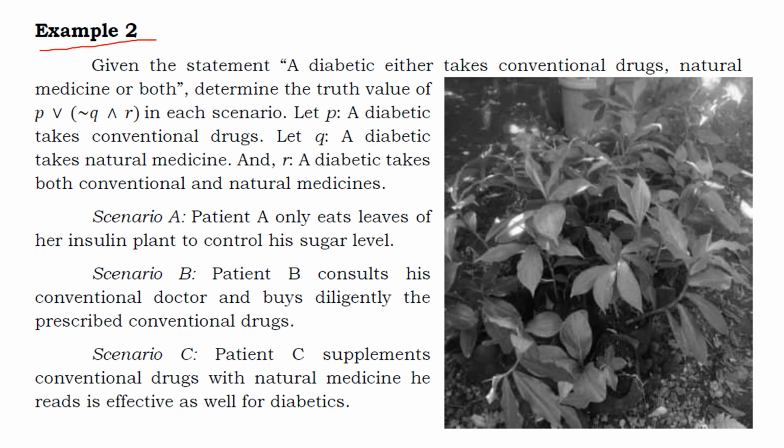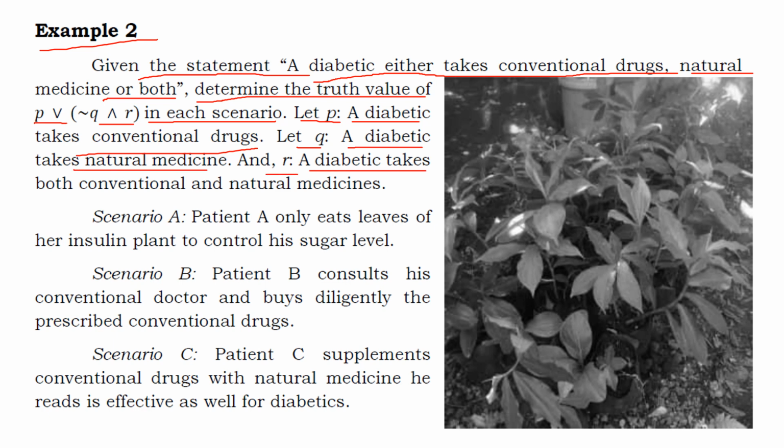So for example number 2, given the statement, a diabetic either takes conventional drugs, natural medicine, or both, determine the truth value of P disjunction negation Q conjunction R in each scenario. So let P, a diabetic takes conventional drugs, let Q proposition, a diabetic takes natural medicine, and let proposition R, a diabetic takes both conventional and natural medicines.